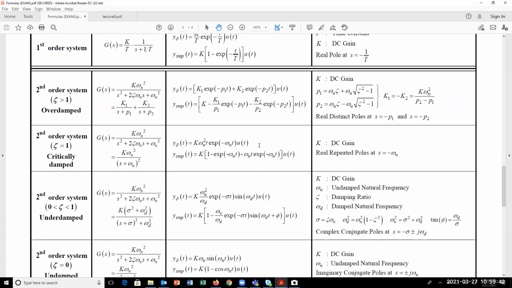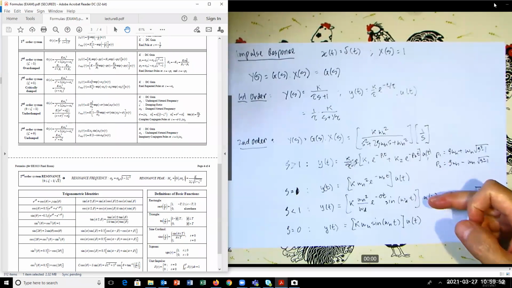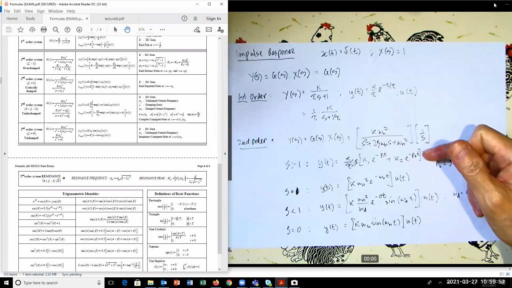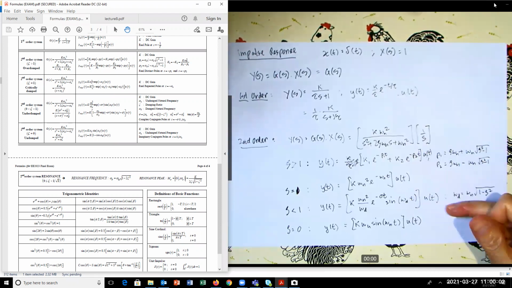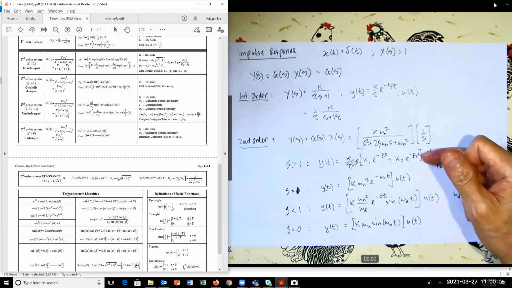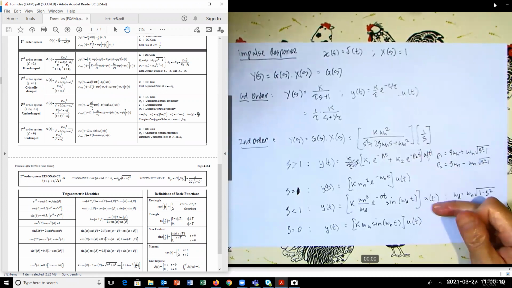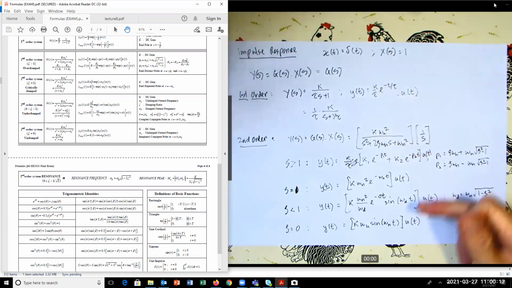Okay, so that was for the second order system. These are the 4 cases. Overdamped, you get the first one. Critically damped, you get the second one. Underdamped, you get the third one. And no damping, you get the fourth one. Those are the 4, and it's all in the formula sheet that we have provided.